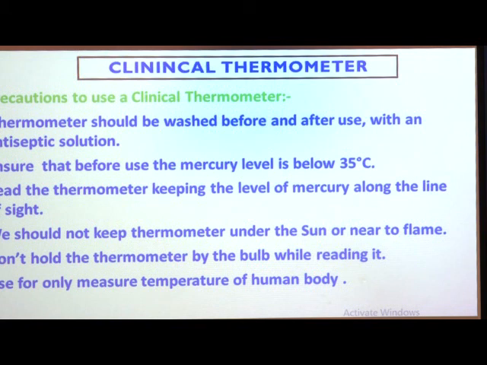Why should we not keep the thermometer in the sun or near a flame? Because that thermometer has a limited measuring range of only 35 to 42. If it is exposed to extreme temperature, the glass will break down and the mercury will come out, and that mercury is also harmful to our body. Then don't hold the thermometer by the bulb while reading it, and use it only to measure the temperature of the human body. So we mostly use this clinical thermometer to measure human body temperature. Okay, so I am going to show you a video, then you will understand it very properly.